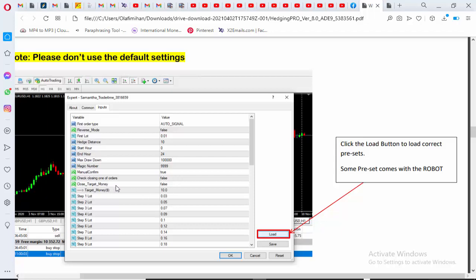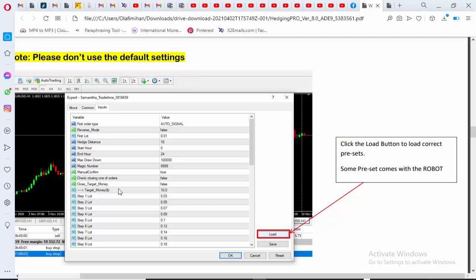Then close a target money. We must put it to true, because if we put close a target money to false, the software will never close a profit for you. The software will just be looking at your trade in profit, but it will never close it for you. So close a target money should be true.